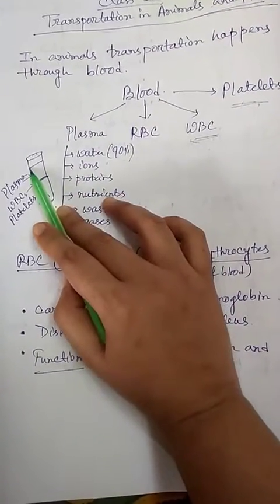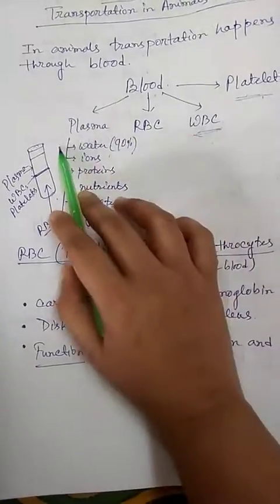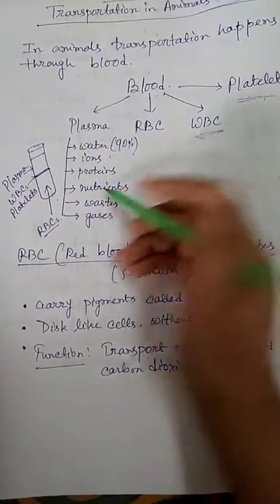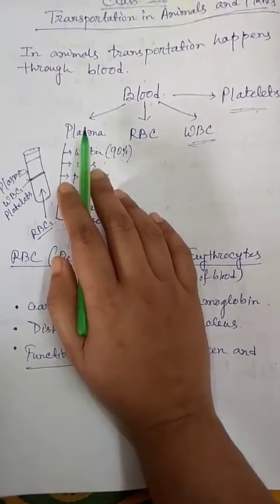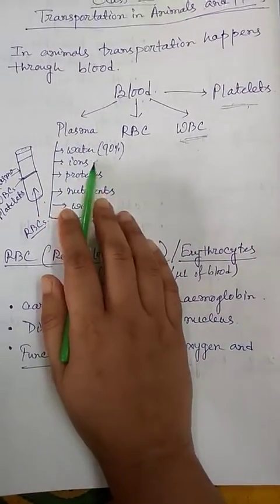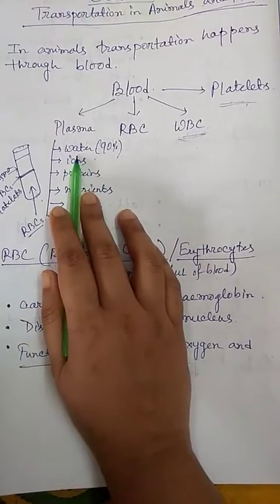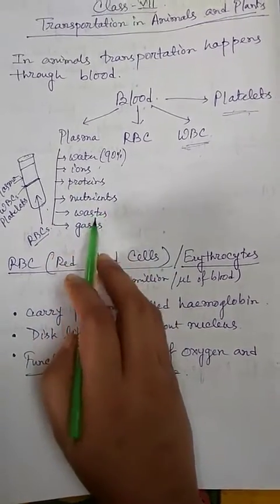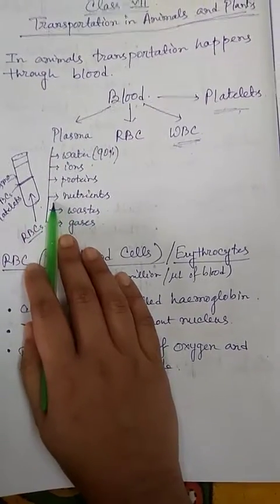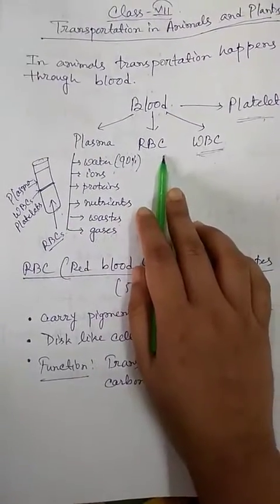Now what is present in the plasma? Plasma is a liquid in which the blood cells are present. If we see the constituents of plasma, then we will find it is made up 90% of water. Then we will find ions, proteins, nutrients, waste, gases, etc. are also there.